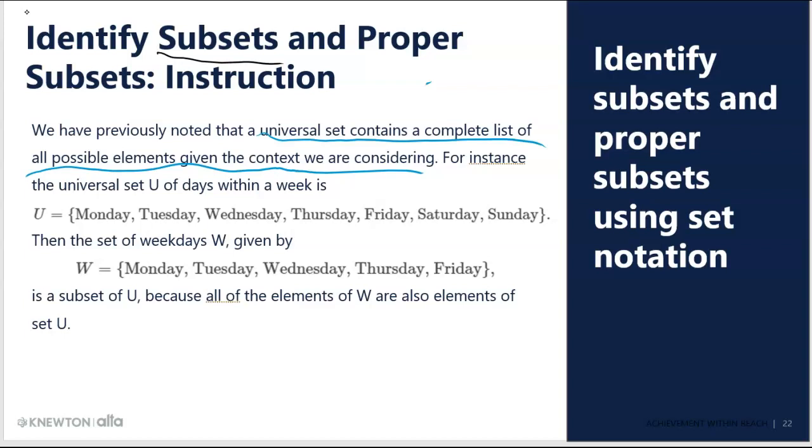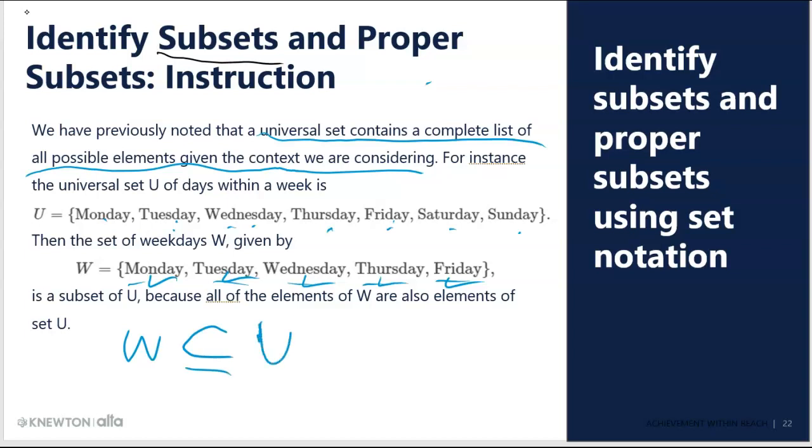If you want to know what days of the week are considered the weekend, the universal set is the days of the week: Monday, Tuesday, Wednesday, Thursday, Friday, Saturday, Sunday. So if I say weekdays, Monday, Tuesday, Wednesday, Thursday, Friday, that is a subset of the days of the week, because every element in set W, the weekdays, also occurs in set U. So W is a subset of U would be one way this is written.